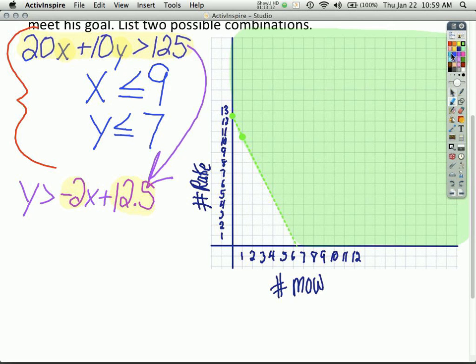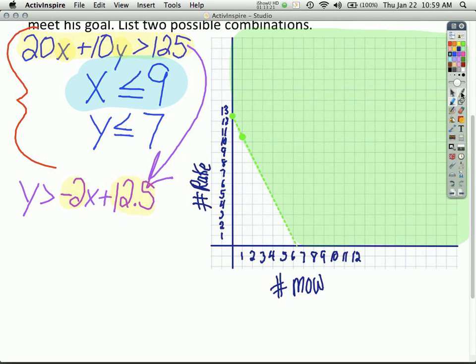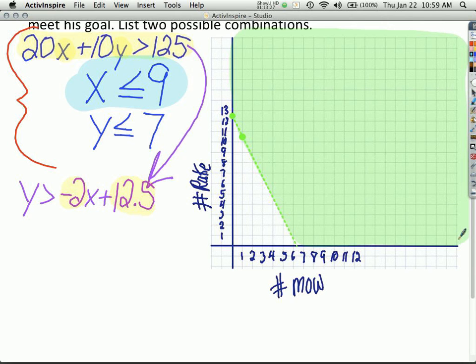So let's start with this right here. X is less than or equal to 9. How do we graph x equals something? And it says x is less than or equal to something, but I'm not talking about intercepts. I'm not saying the x-intercept is 9. I'm saying x equals 9. How do we graph that?